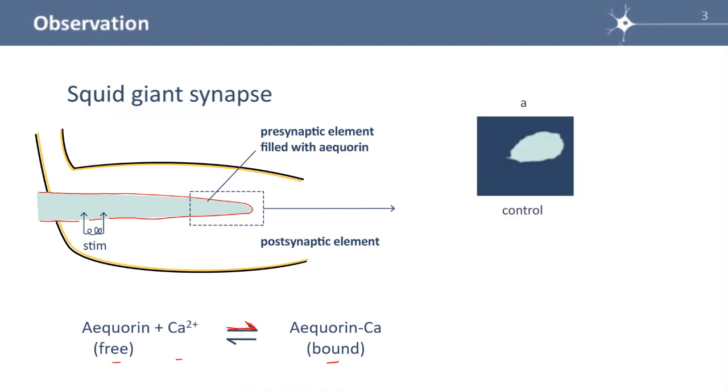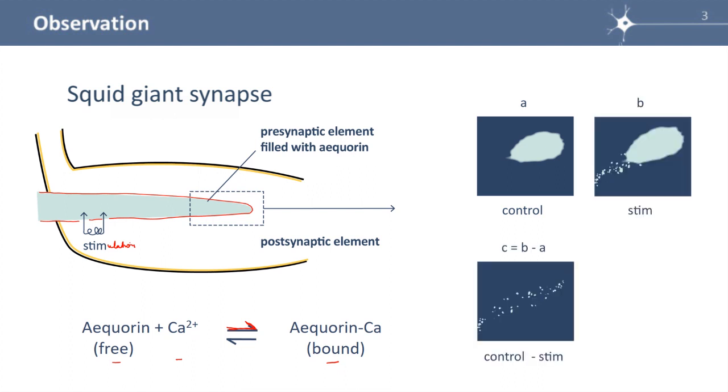The result is as follows. In A, this is the basal fluorescence of the presynaptic element. That's why we put it in green, to show that it's the presynaptic element only. And when we stimulate the presynaptic terminal, we trigger action potentials, and in response to this action potential, we have image B.